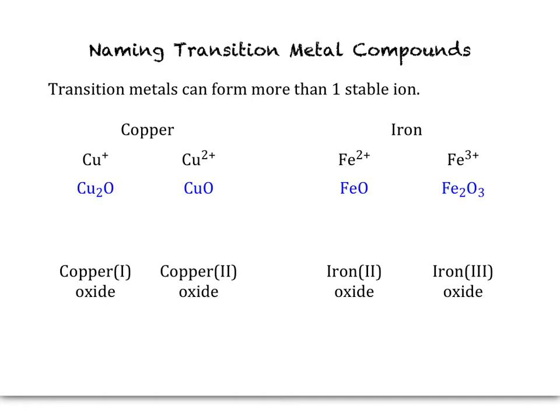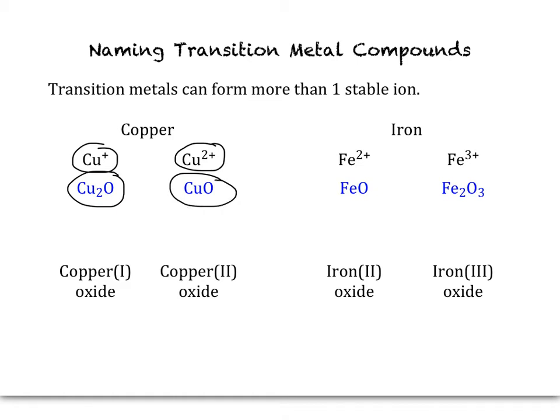Naming transition metal compounds. Transition metals are a little bit different to normal metals in that they can form more than one stable ion. We are going to look at 2 transition metals, namely copper and iron. Copper can form 2 stable ions, Cu1+ and Cu2+. This means that copper can form 2 different copper oxides, Cu2O, CuO.